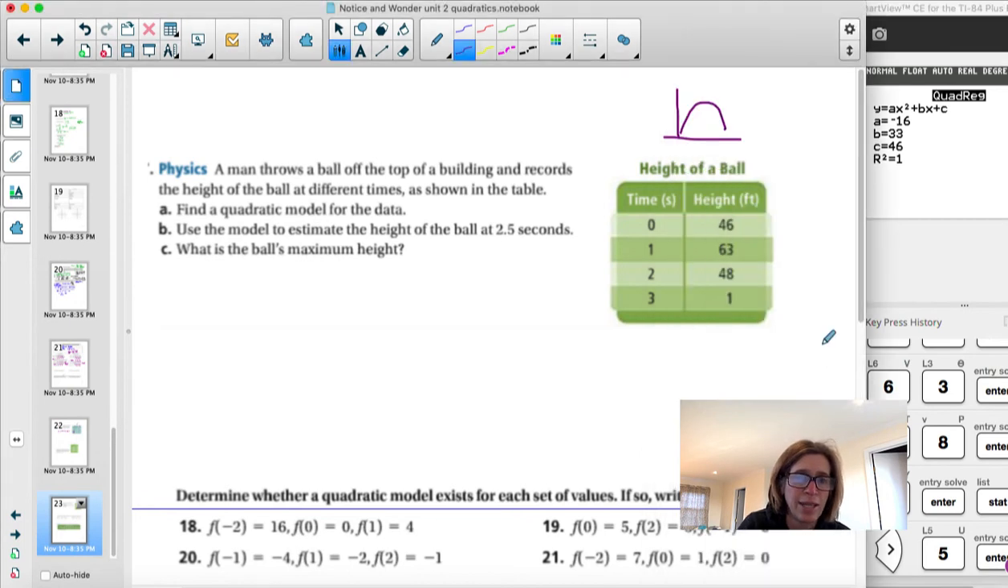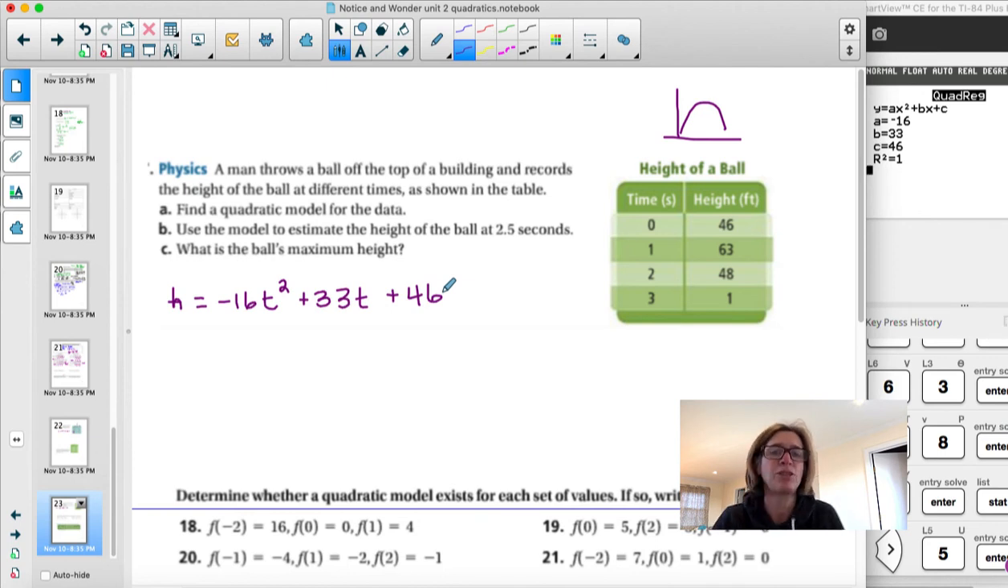And so that's going to give me h equals negative 16t squared plus 33t plus 46. Okay. And actually that should make sense because 46 is the y-intercept. So, all right, so we have some nice data here. Now it says use the model to estimate the height of the ball at 2.5 seconds. So that's saying it's giving us a t of 2.5, wants us to find the height.